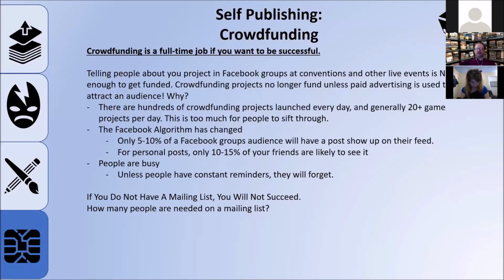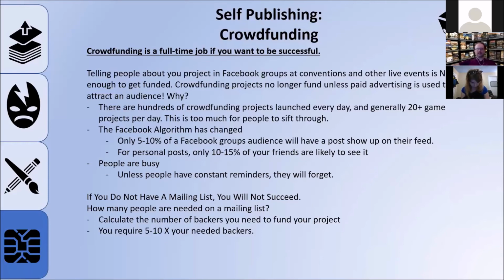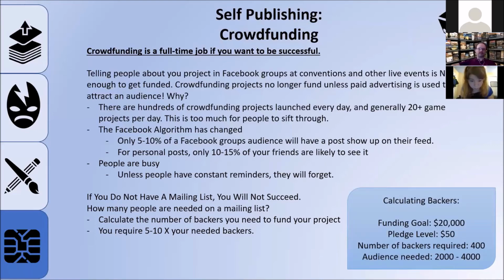So to calculate how many people you need on your mailing list, calculate the number of backers you need to fund your project. You need 5 to 10 times more than that on your list. So if your funding goal is $20,000 and a pledge level is $50, you need about 400 people putting $50 in each to get to your $20,000 funding goal. So you need an actual audience of 2,000 to 4,000 people to actually fund your game.